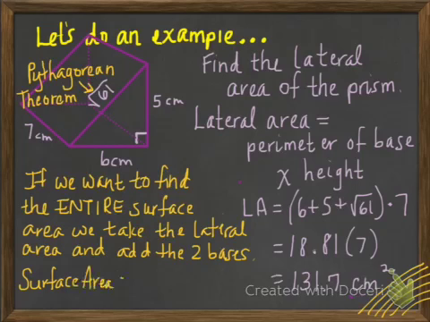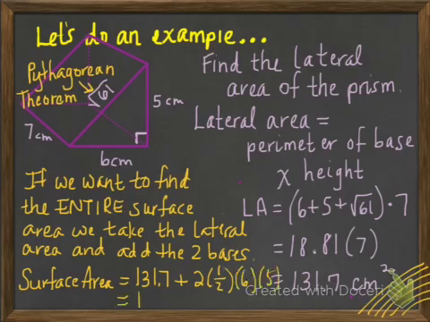So the surface area is equal to 131.7, the lateral area, plus 2 triangles. Remember, the area of a triangle is 1/2 base times height, so we want 2 of those. So 2 times 1/2 times 6 times 5, which gives you 161.7 centimeters squared.